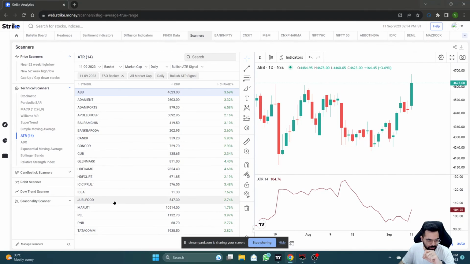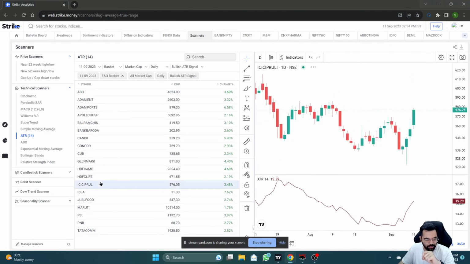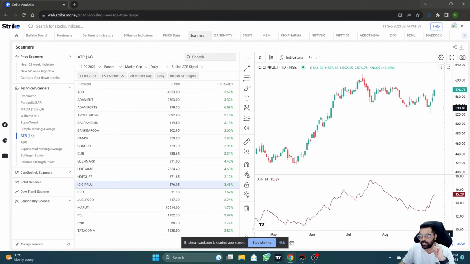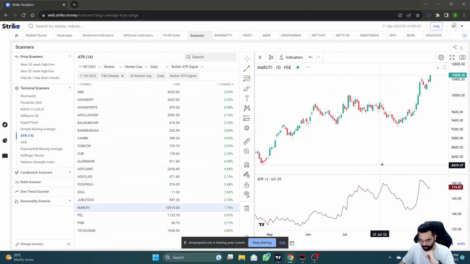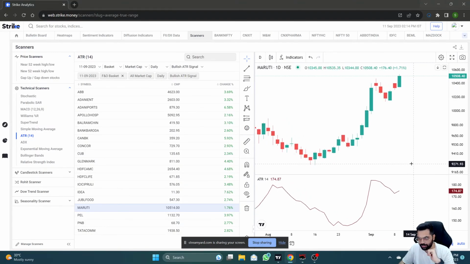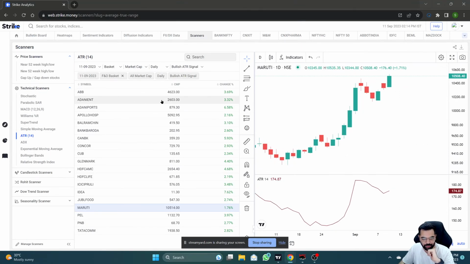Let's see some other names. For example, this stock, ICICI Pru Life: you can see the ATR has already been trending up and it is at 15, but the stock today is up by 20 points, which is higher than its average range. These signals tell you where there is a range expansion or the volatility is going to expand and the stock is expected to give bigger moves than its usual average. Similar thing you would observe here as well. Maruti's ATR is 175 and it's up slightly more than the ATR, which is why it's popping up in this filter. Let's see if there are any bearish ATR signals.